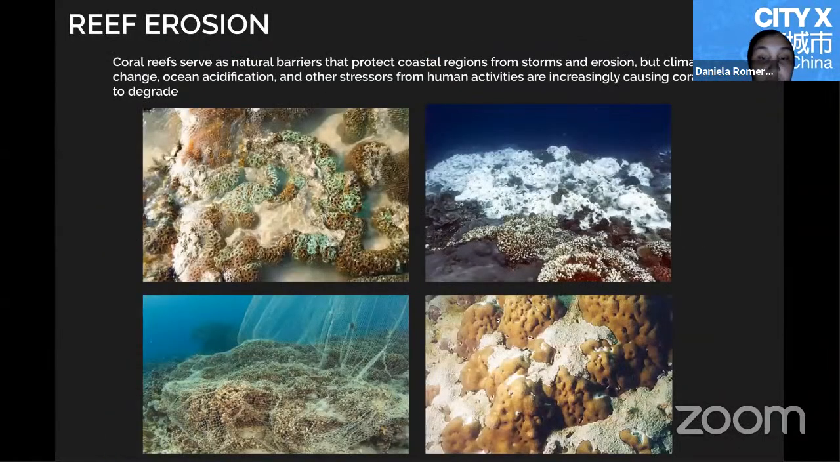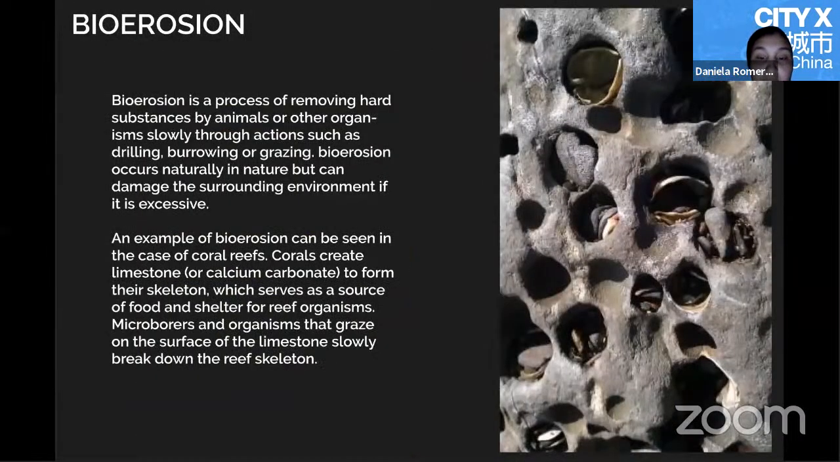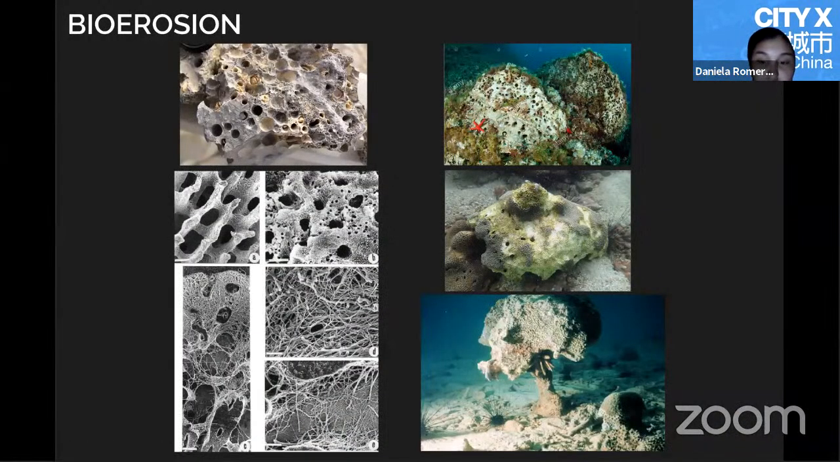We also looked at reef erosion and how different agents can affect the reefs. And then we stumbled upon bioerosion. Bioerosion is the breakdown of the outer layer of corals, and the process is performed by other living organisms in that ecosystem. Basically, what they do is remove the limestone with their teeth or by exposing acidic liquids. And these images show that process of deterioration.